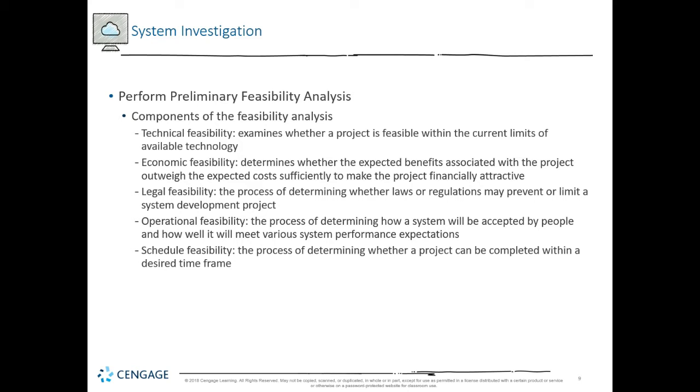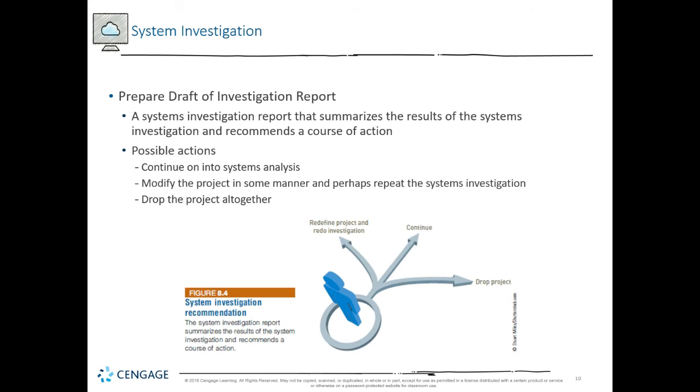Operational feasibility is the process of determining how a system will be accepted by people and how well it will meet various system performance expectations. Schedule feasibility is the process of determining whether a project can be completed within the desired time frame.